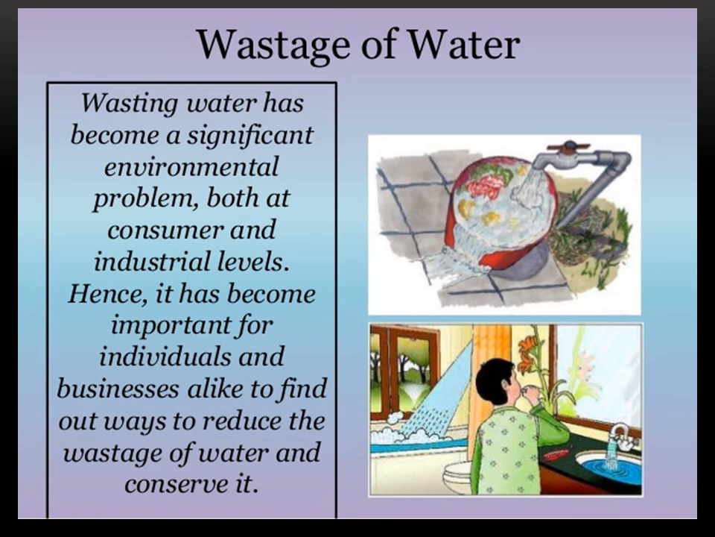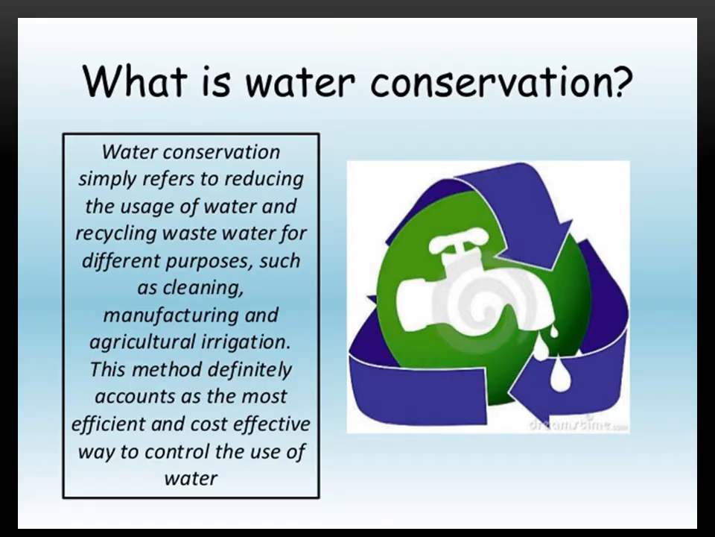Wasting water has become a significant environmental problem, both at consumer and industrial level. Hence, it has become important for individuals and businesses alike to find out ways to reduce the wastage of water and conserve it. The water conservation simply refers to reducing the usage of water and recycling wastewater for different purposes, such as cleaning, manufacturing, and agriculture irrigation. This method definitely accounts as the most efficient and cost-effective way to control the use of water.